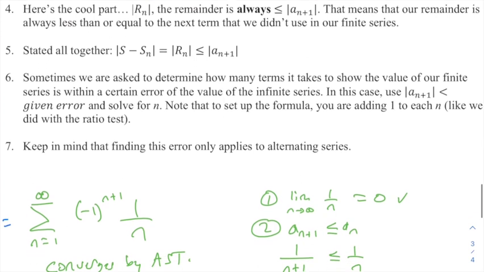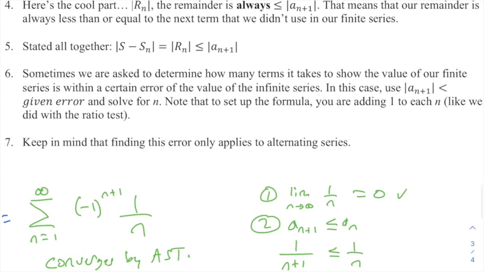And it might be really cool if you take a college calculus class, or want to on your own, to work on a proof of why this is true. Here's the cool part. That remainder, how much is left over between the real sum and our partial sum, is always less than or equal to the absolute value of the next neglected term of the sum.